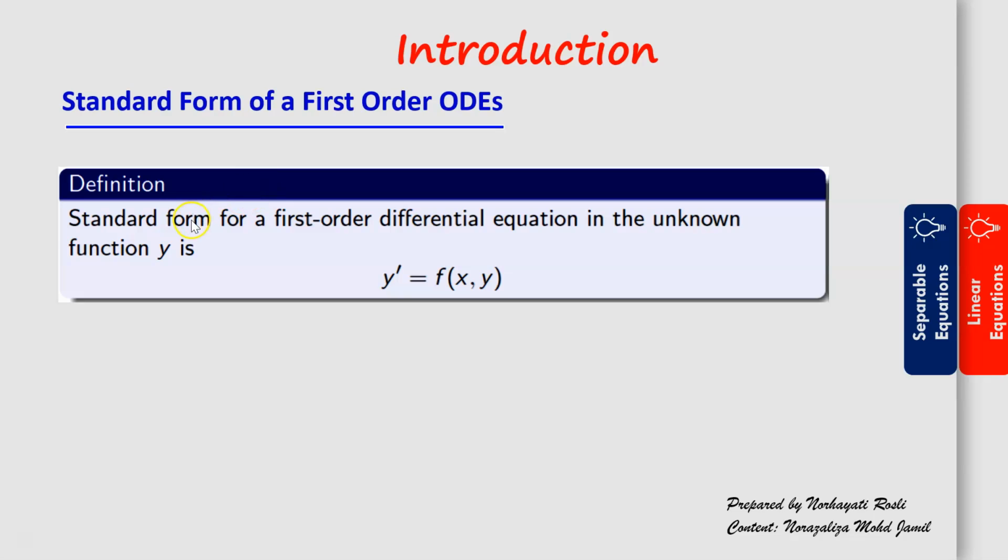The definition of the standard form for a first order differential equation, with unknown function y, is y prime equal to f(x,y). Or in this case, we can write dy/dx, where this dy/dx actually is y prime, which is equal to a function of two variables x and y.